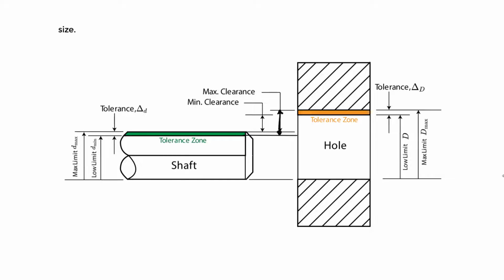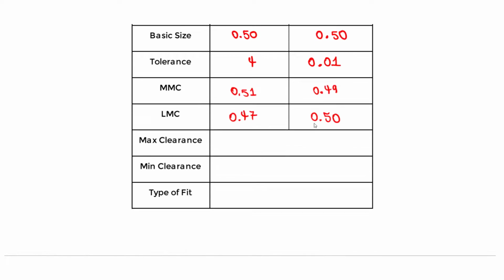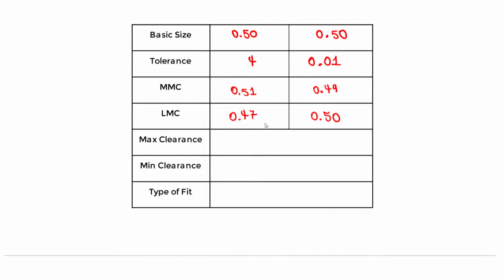But the max clearance, again, depends on the LMC, and you take the LMC for the hole minus the LMC for the shaft. So it's 0.50 minus 0.47, and that gives you a max clearance of 0.03. So we have the max clearance.